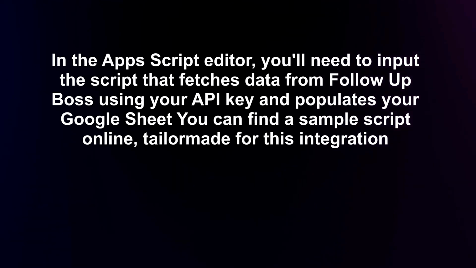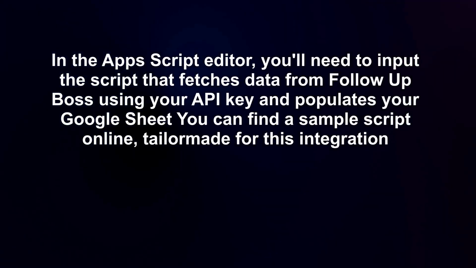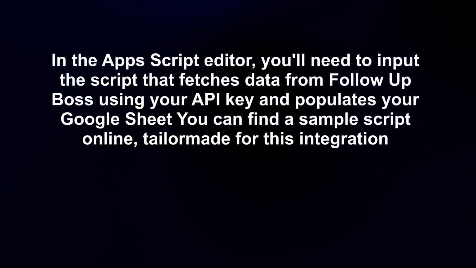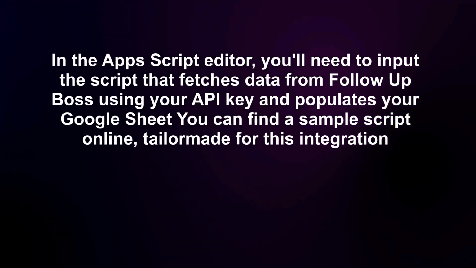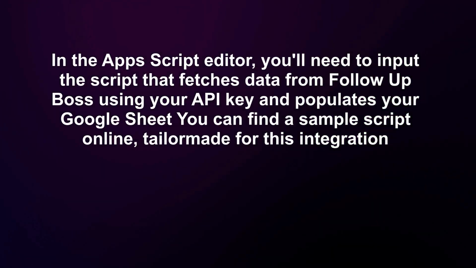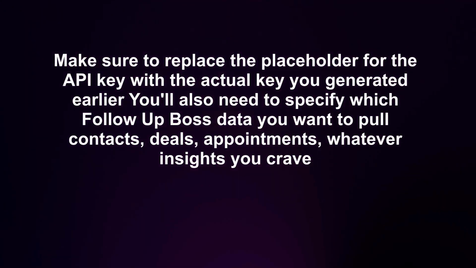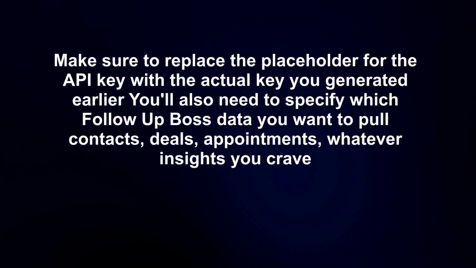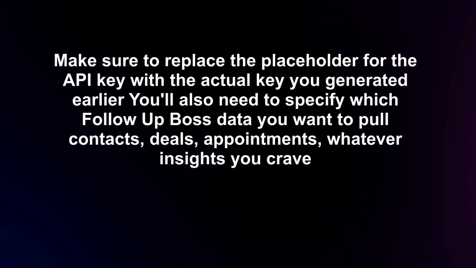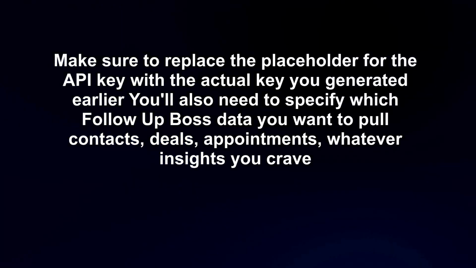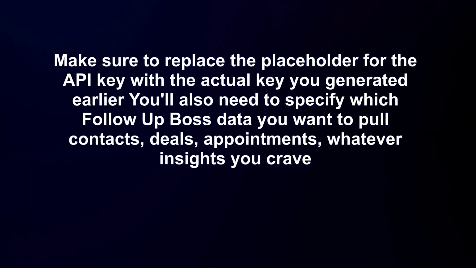In the App Script editor, you'll need to input the script that fetches data from Follow Up Boss using your API key and populates your Google Sheet. You can find a sample script online, tailor-made for this integration. Make sure to replace the placeholder for the API key with the actual key you generated earlier. You'll also need to specify which Follow Up Boss data you want to pull: contacts, deals, appointments, whatever insights you crave.